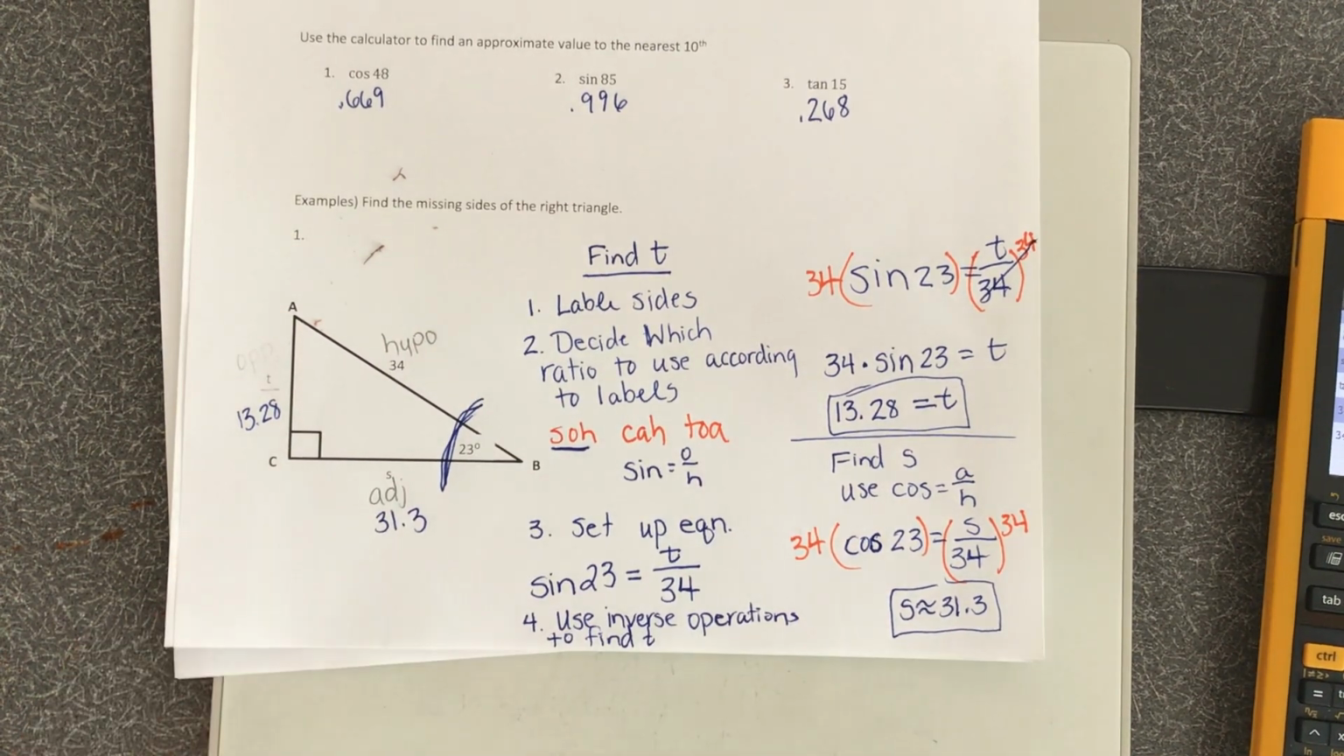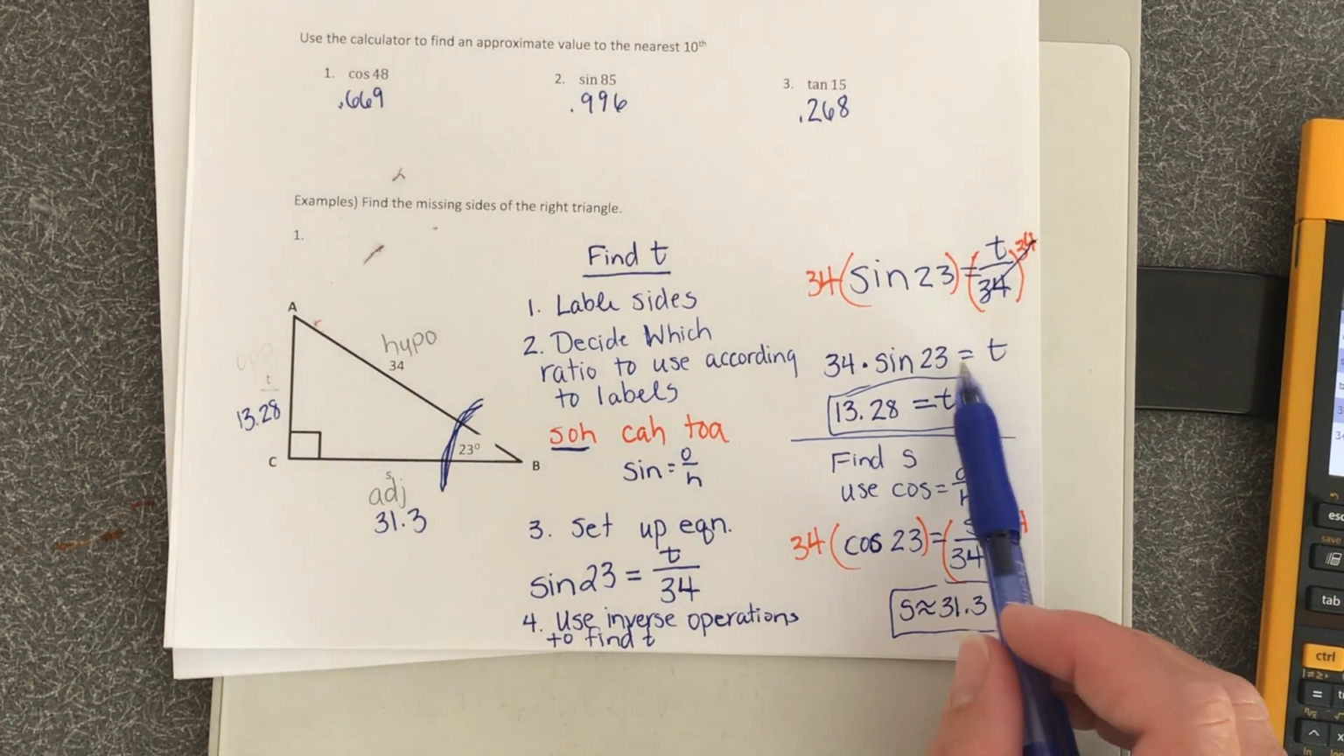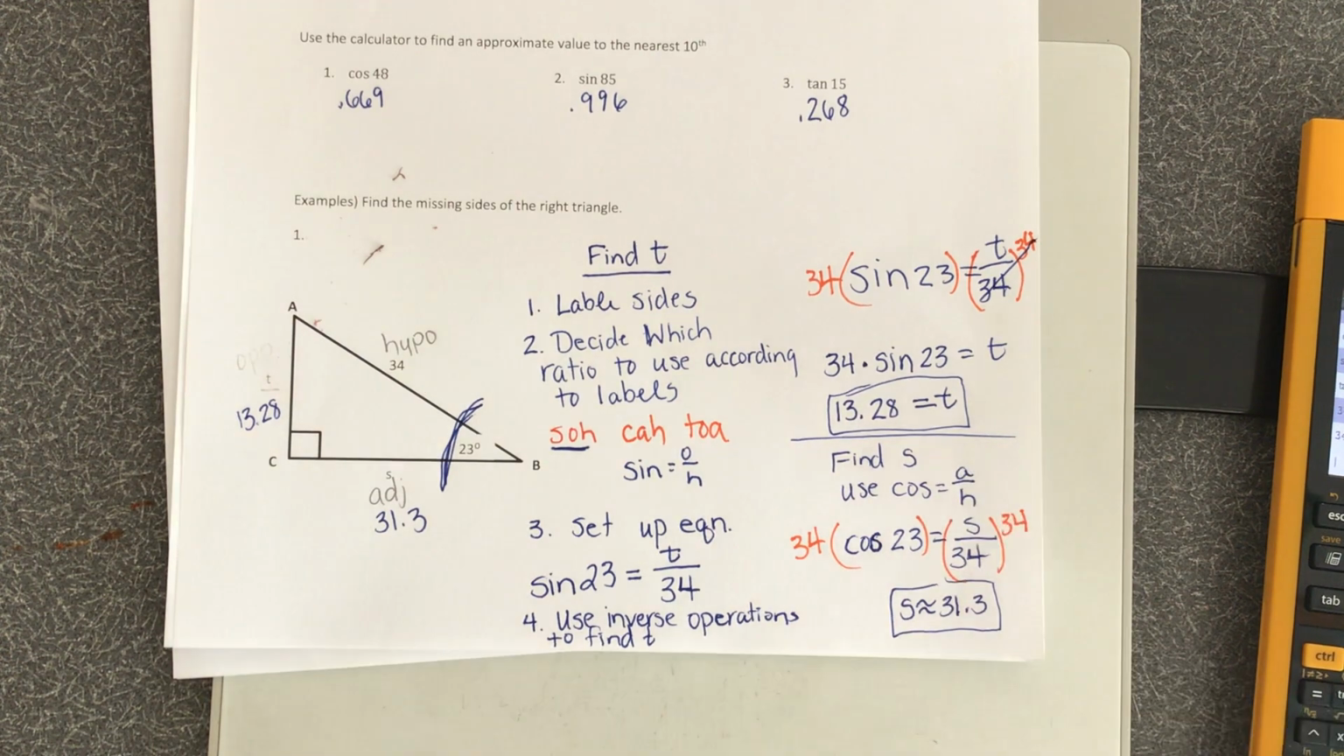If you don't have a calculator that'll do this for you, then actually setting up what you would type in is good enough, because this is the exact and this is the approximate.